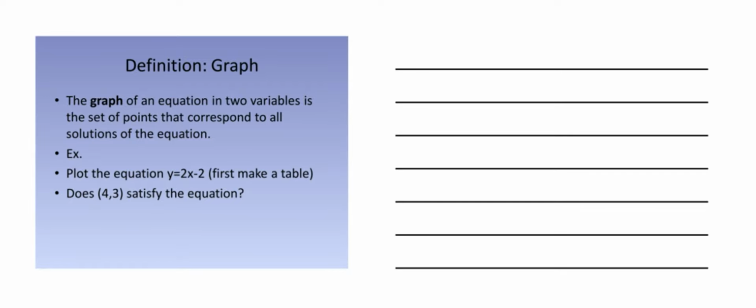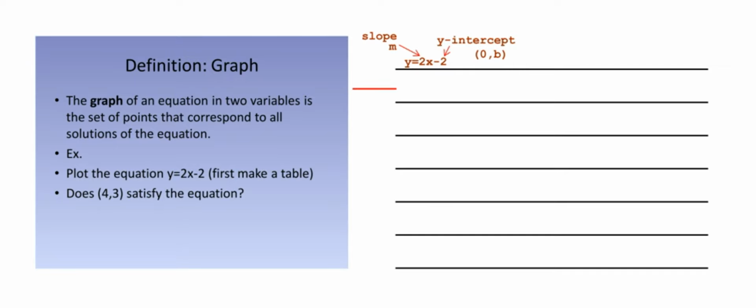Suggestion: first make a table. One way to graph. And then, is (4, 3) a solution to the equation? So the equation is y equals 2x minus 2. Let's realize that the slope is 2, and that the y-intercept is negative 2.